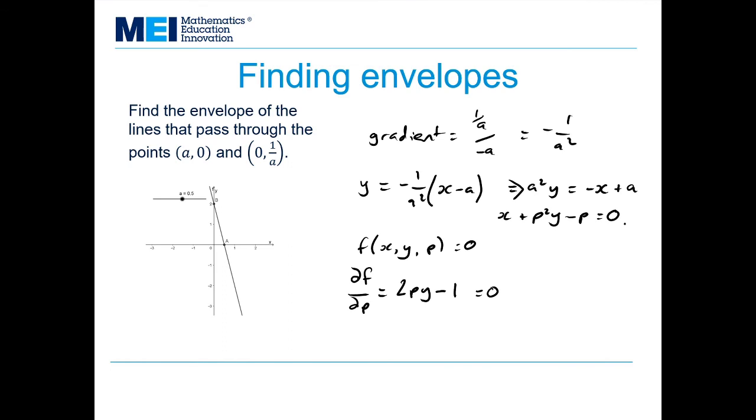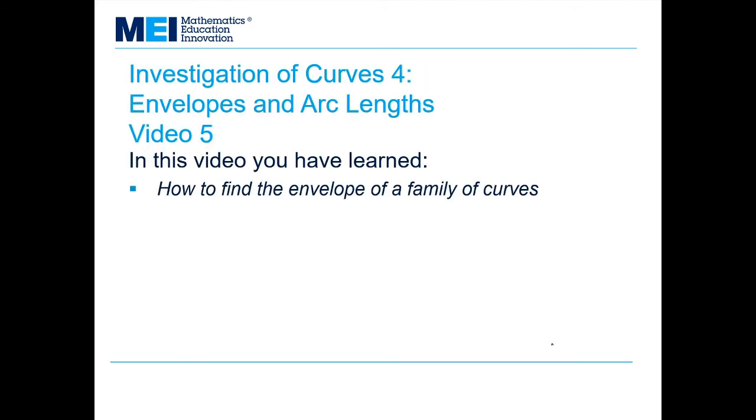So let's finish this off. I need to write down that for my envelope I've got that f equals 0 and partial df by dp equals 0. And when that is true, I know that y equals 1 over 4x. So y equals 1 over 4x is the envelope of the lines that pass through (a, 0) and (0, 1/a). In this video, you learned how to find the envelope of a family of curves.